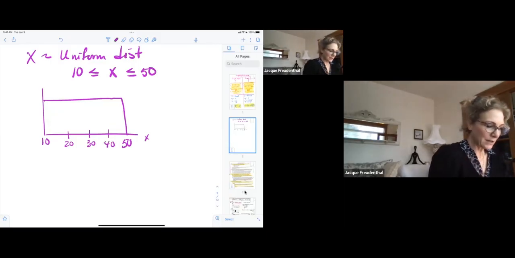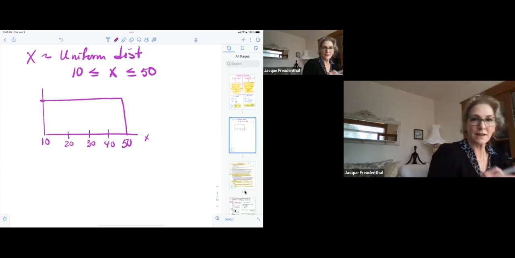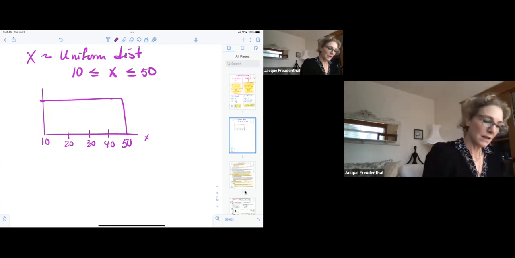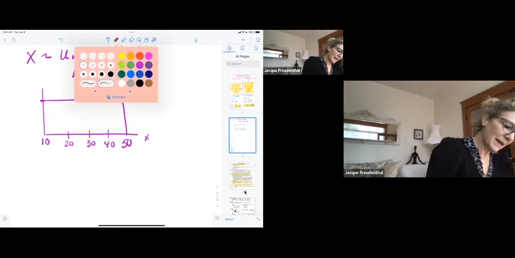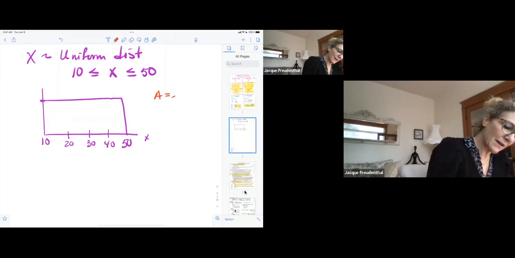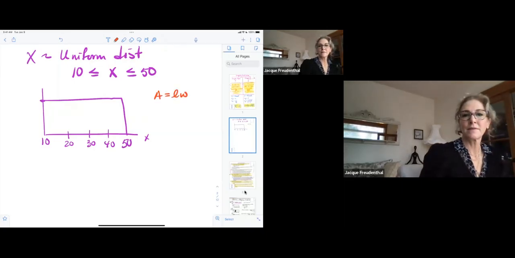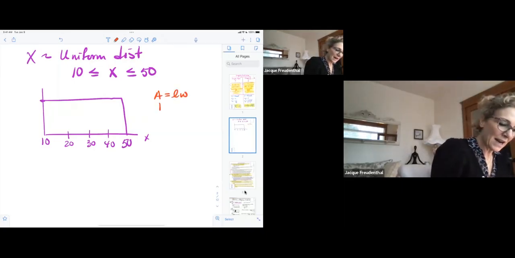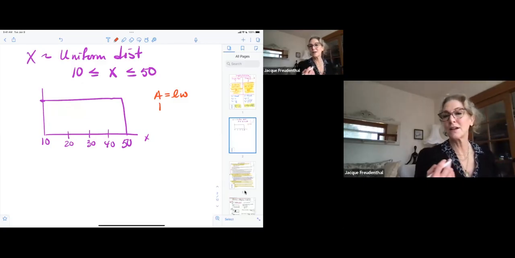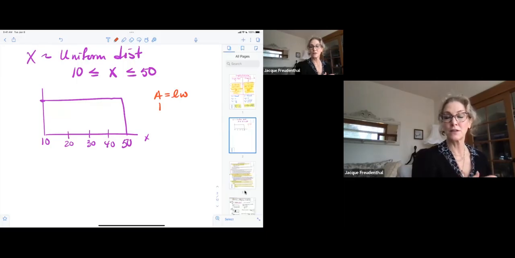Okay, so I need to know the height of the rectangular box. We found this by looking at area. We know area is length times width. The entire area under a probability distribution curve, or box in this case, a rectangle, is always 1. So the total area is 1.